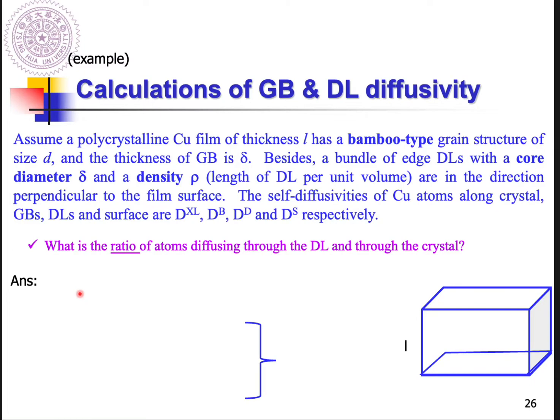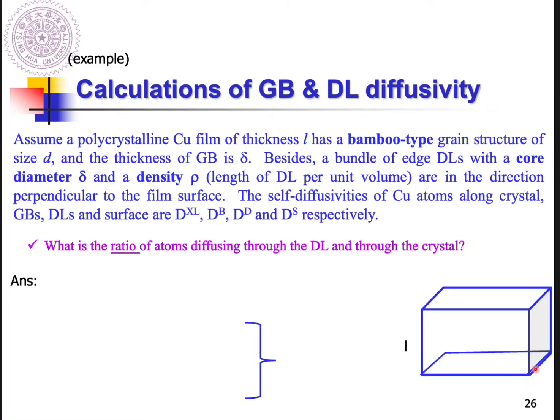Okay, so before we ended lecture 5, I will give you an example: calculations about the grain boundary and dislocation diffusivity. So now we have a polycrystalline copper film with thickness L.